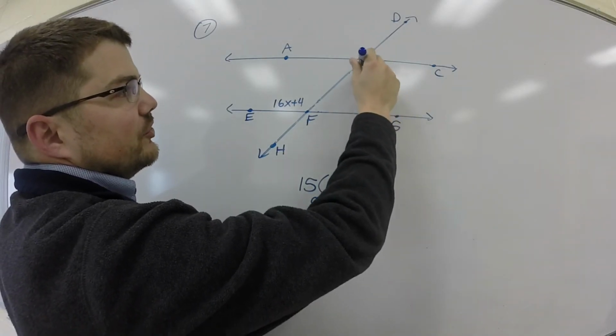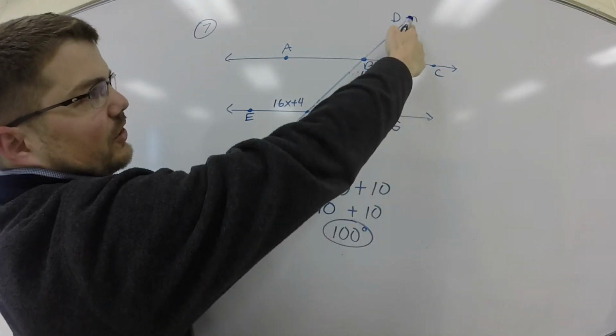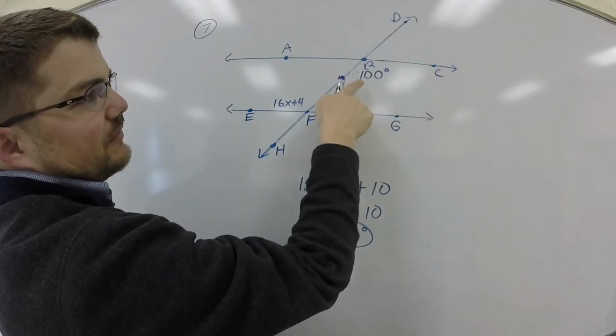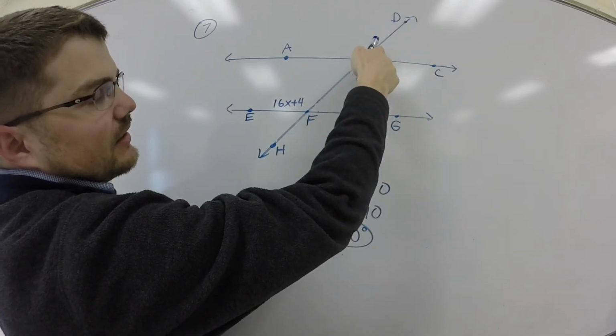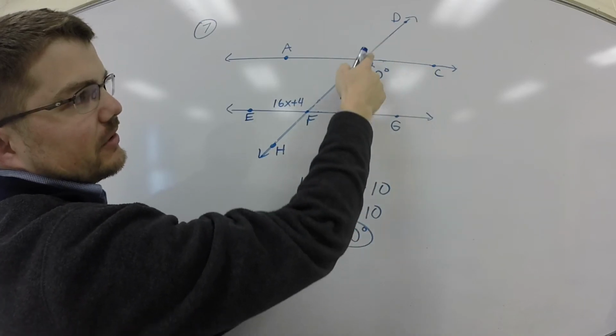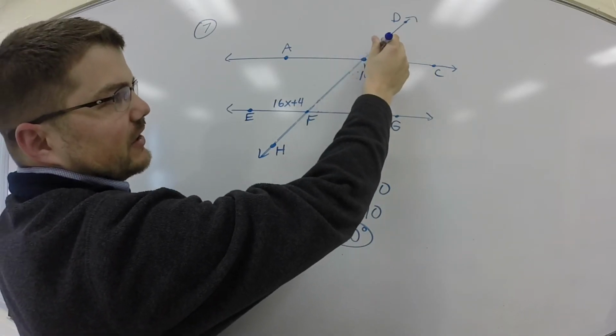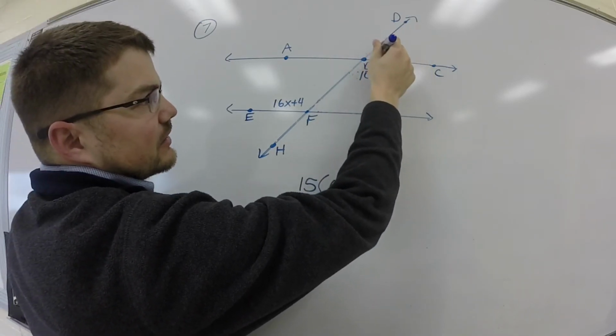So if this is 100, the question wants to know what is the measure of angle DBC. If this is 100, these are supplementary angles, so 180 minus 100 is going to give me 80 degrees.